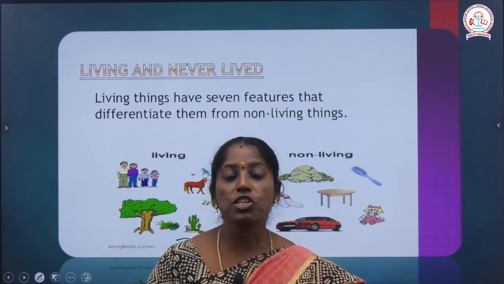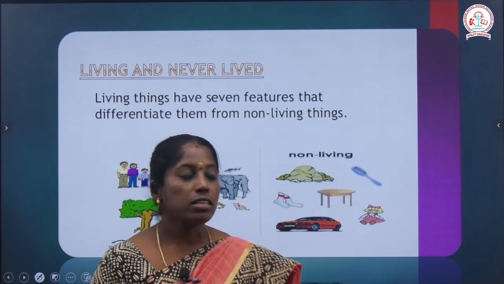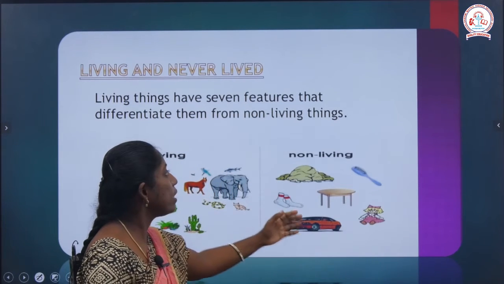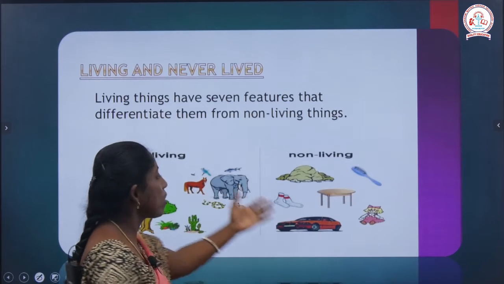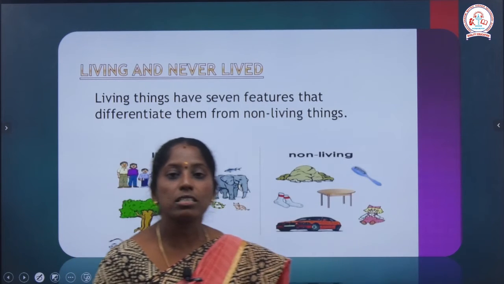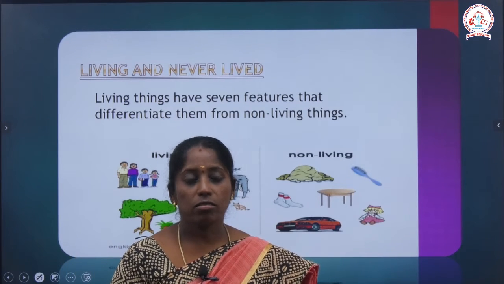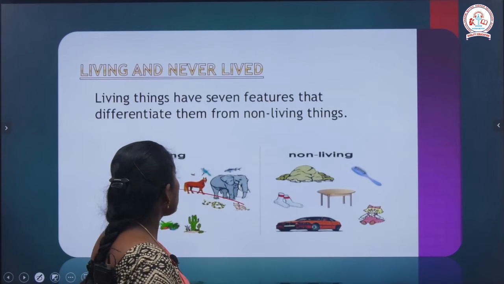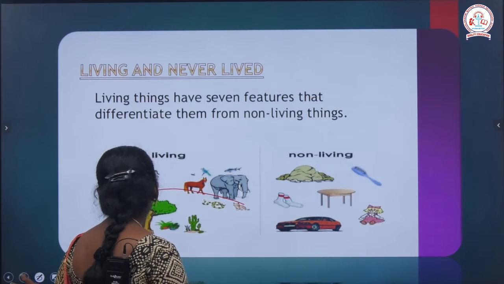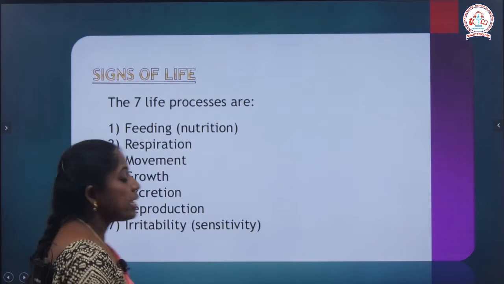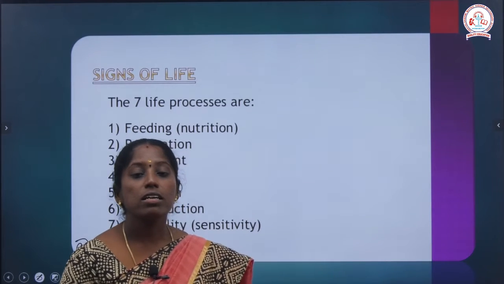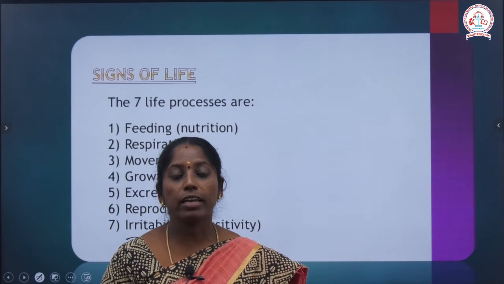What are the special features of living things? These are all living, these are all non-living. Why are these living and these non-living? Some special characters belong to living things. What are those special characters? Now we are going to see the signs of life. 7 life processes are for living things only.